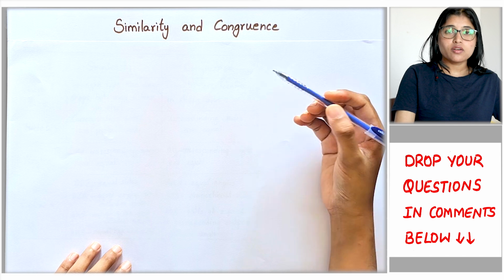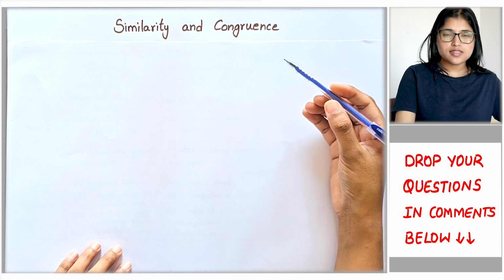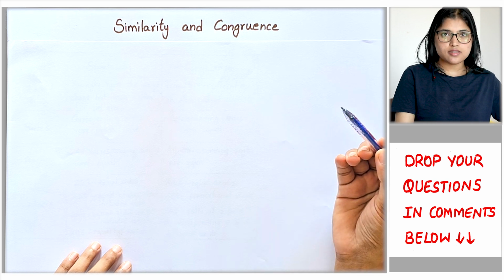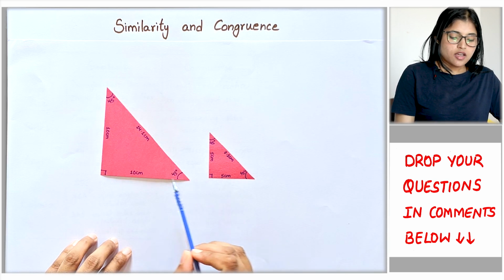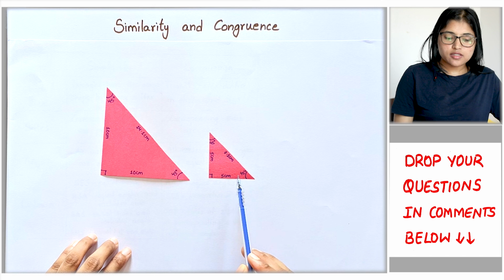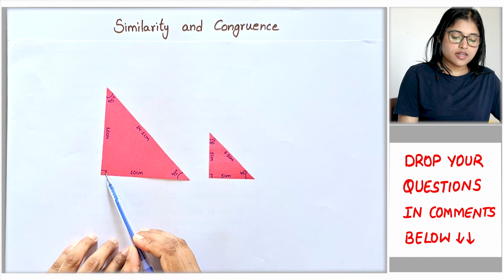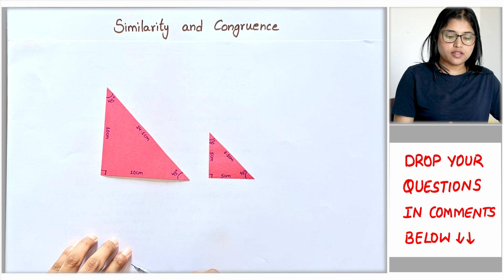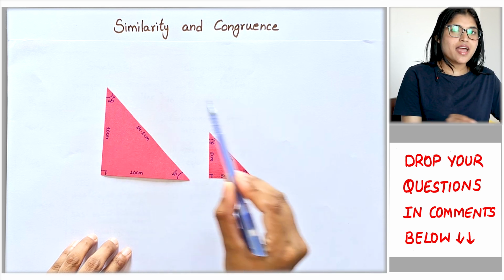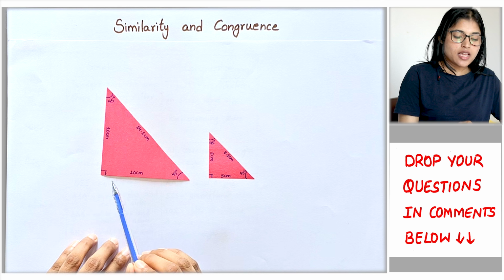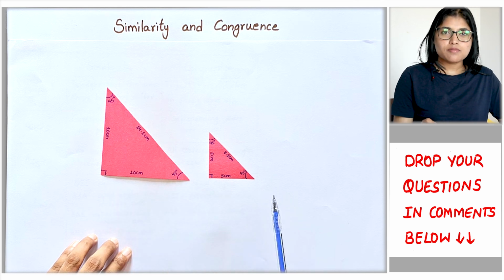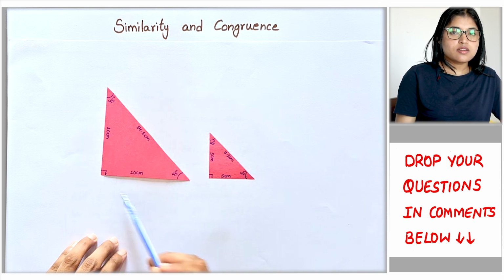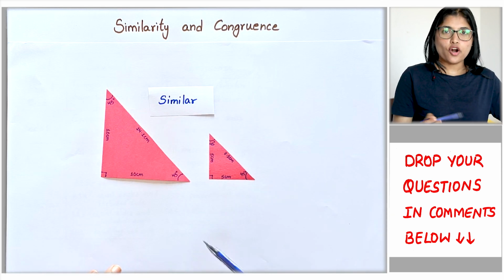Before learning about congruence and congruence criteria for triangles, let's understand what are similar triangles and what are congruent triangles. Let's take a look at these two triangles. Both of them are right angle triangles and both of them have same angles, that is, this is 90 degrees, this is 90 degrees, this is 45 degrees, this is 45 degrees. However, the size of these triangles is different, that is, the shape is similar, angles are similar, but the length of the sides is different. So these triangles are similar, not congruent.